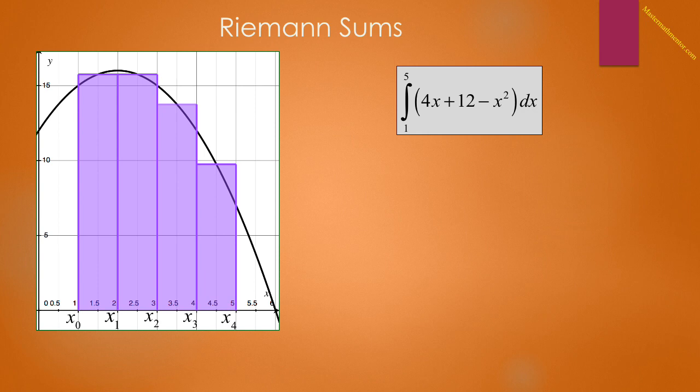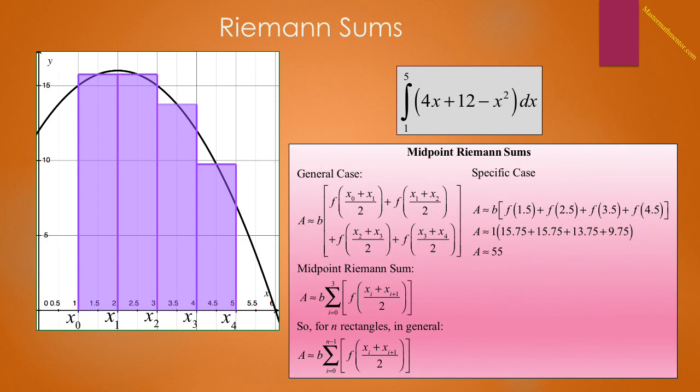We will go back to our example, finding the area under f of x equals 4x plus 12 minus x squared on the interval 1 through 5 using a midpoint Riemann sum with 4 rectangles. We still have our important values, x0, x1, x2, x3, x4, along the x-axis. However, now we need to find the midpoints between those values and build our rectangles there.